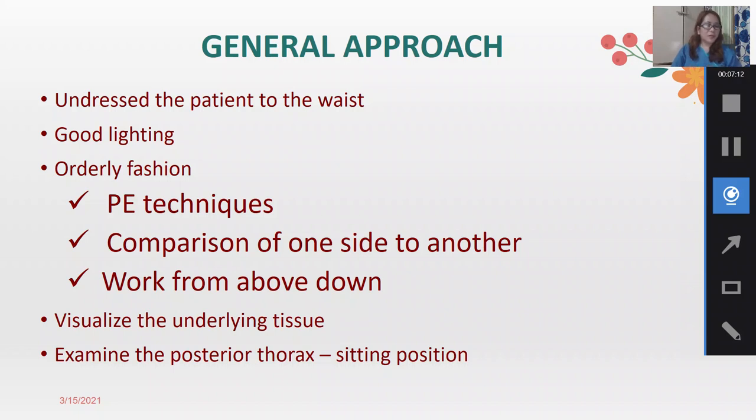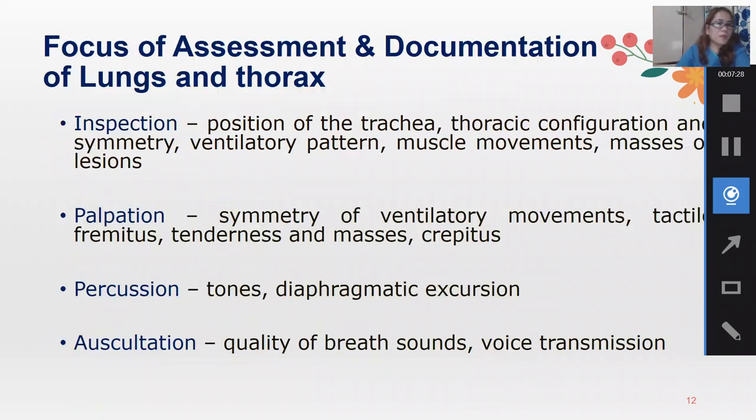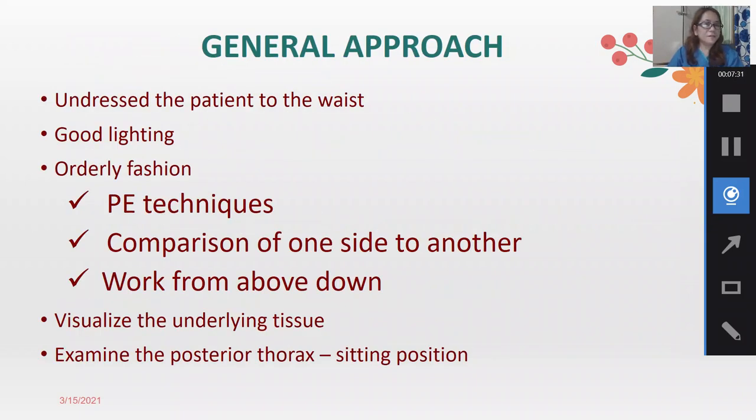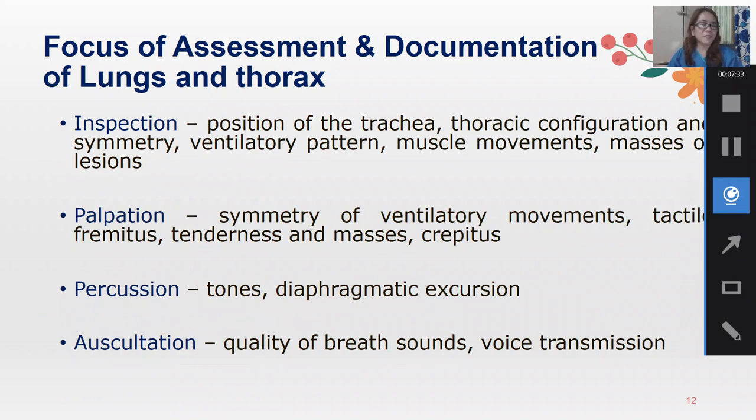Of course, bakit? Posterior thorax, napakahirap naman pag ipaprone mo ang iyong pasyente. So, mas better that you ask the client to sit down para mas ma-assess mong mabuti ang back of the client. Okay? And then, the focus of your assessment and documentation of the lungs and thorax, ito yun. Ito yung mga focus or ito yung mga techniques na gagamitin mo.